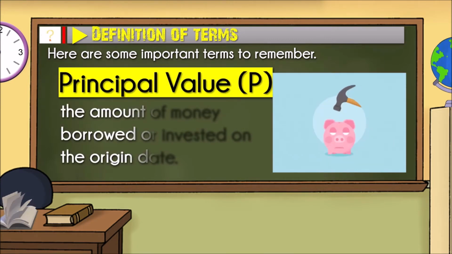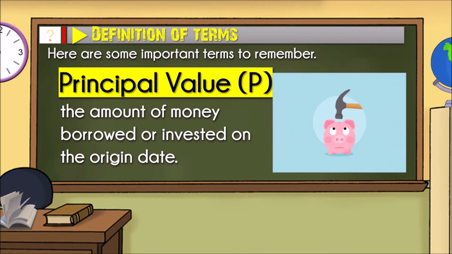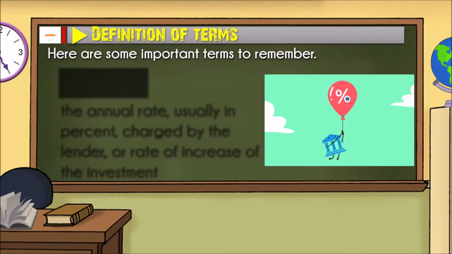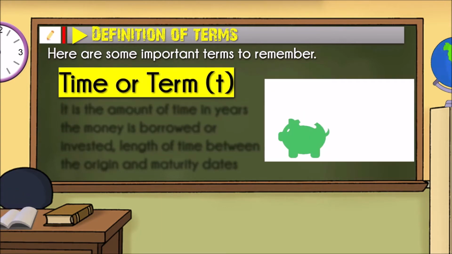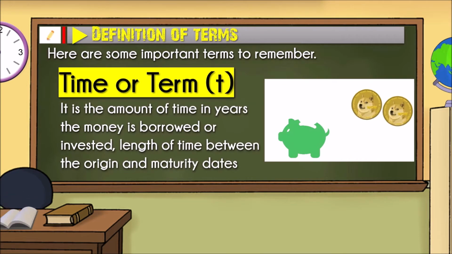Principal value, the amount of money borrowed or invested on the original date. Rate, the annual rate, usually in percent, charged by the lender, or rate of increase of the investment. Time or term, it is the amount of time in years the money is borrowed or invested. Length of time between the origin and the maturity dates.